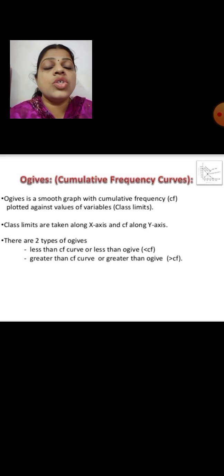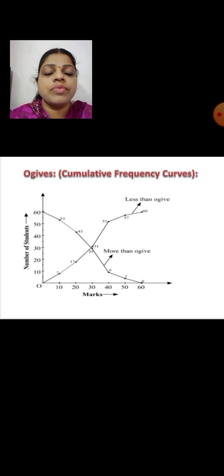And two types of ogives are there. Which are they? Less than cumulative frequencies and greater than cumulative frequencies. That is the less than CF and the greater than CF. These are the two cumulative frequency values, and if we plot those values in a graph, here, children, we can see the graphical representation of ogives.